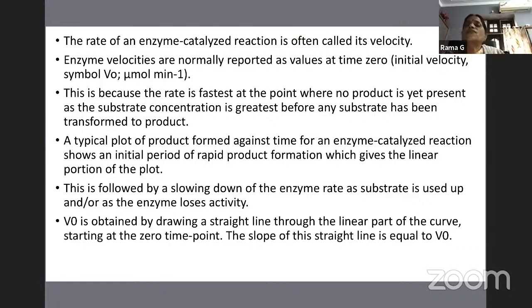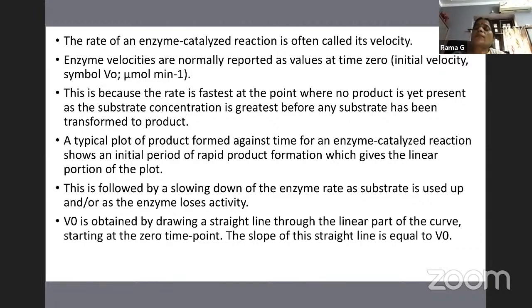And this is followed by a slowing down of the enzyme rate as substrate is used up or as the enzyme loses activity. This linear shape gradually comes down, and this is because of two reasons. One is the slowing down of the enzyme rate. That means the enzyme molecules' active sites.